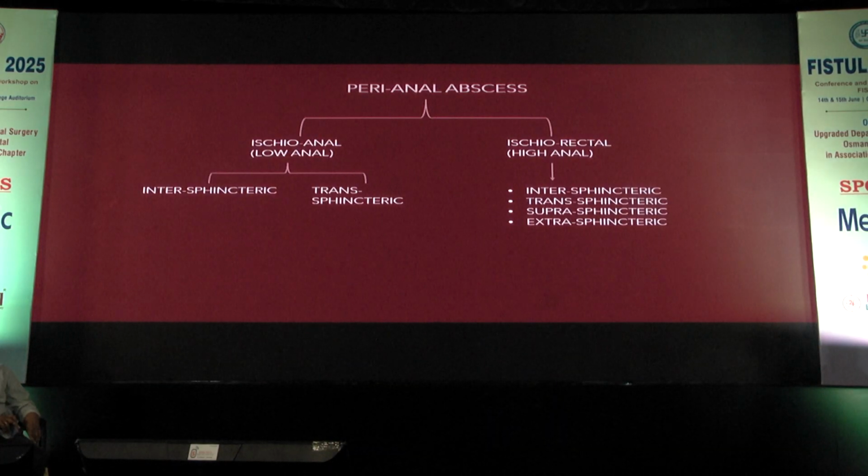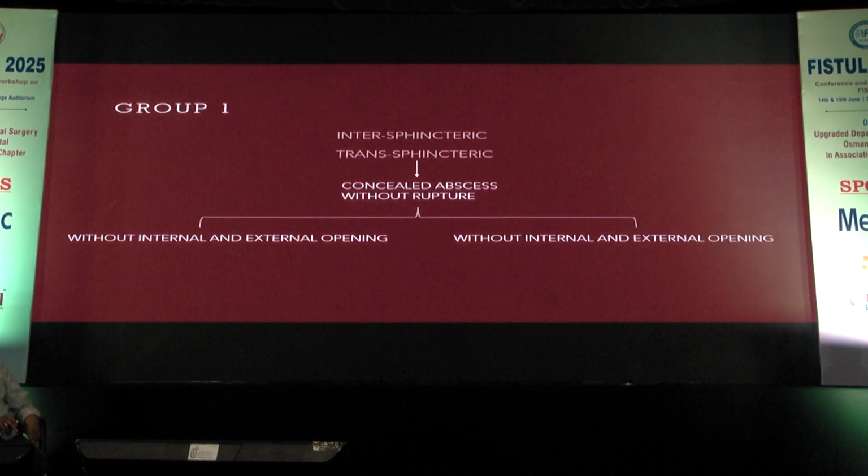So perianal abscess you can classify as ischioanal and ischiorectal, where it is intersphincteric and transsphincteric. And ischiorectal, there is intersphincteric, transsphincteric, suprasphincteric and extrasphincteric. How they are dealt with, we will see in the coming slides.